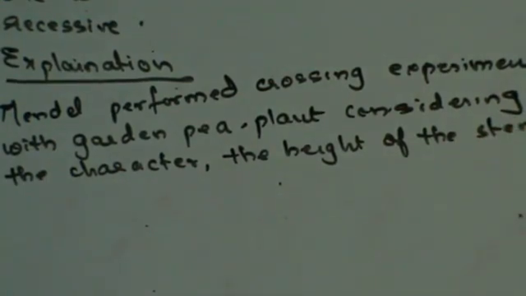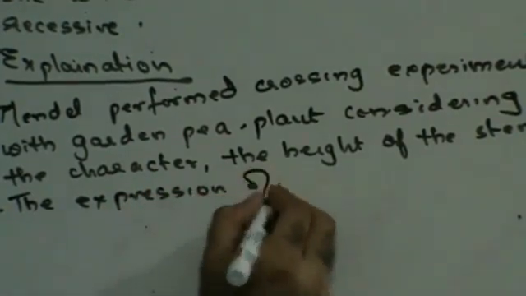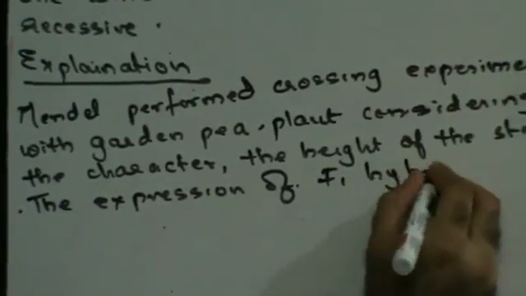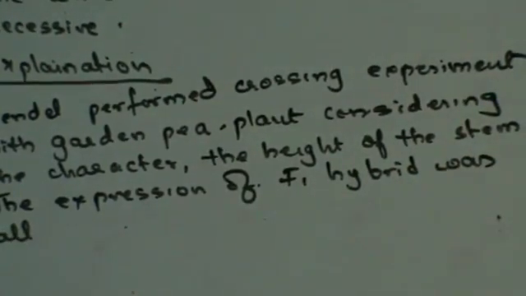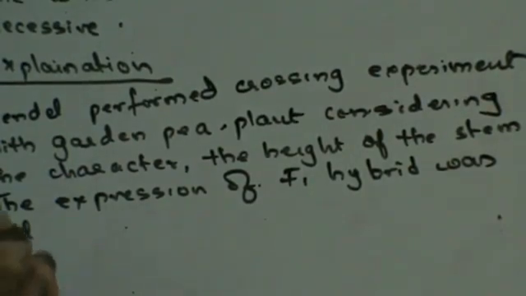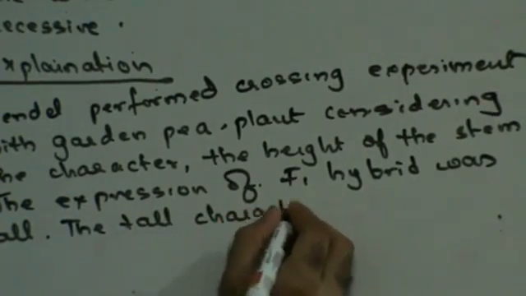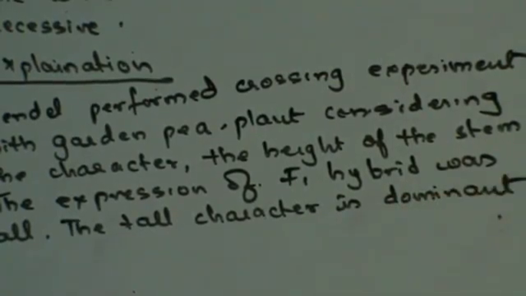Right, now the expression of F1 hybrid was tall. Therefore, he said that the tall character is dominant over dwarf. The expression of F1 hybrid was tall. Therefore, he said that the tall character is dominant over the dwarf.